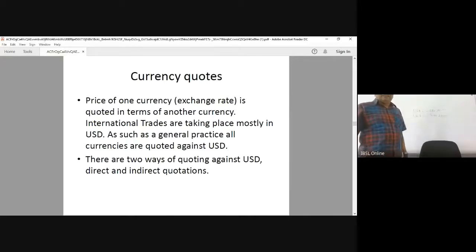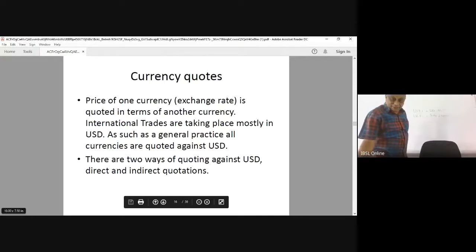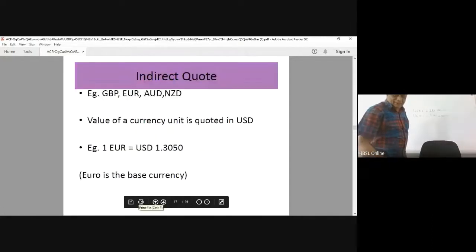Right? International trades are taking place mostly in US dollars. As such, as a general practice, all currencies are quoted against USD. Most currencies are quoted against US dollars. There are two ways of quoting against US dollars: direct and indirect quotations. Right? First, we will see the indirect quote.